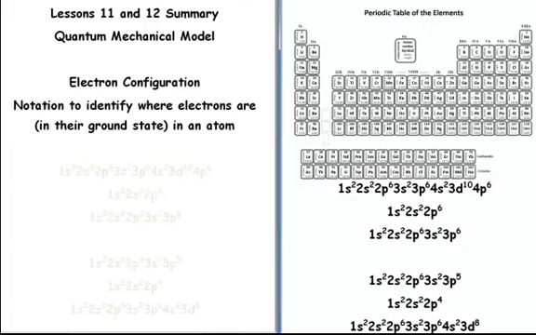Okay? Now, it's very helpful to use the periodic table when we're talking about electron configuration. Because when you look at the periodic table, you see that the atomic numbers that we talked about in the last lesson go up in order across the chart. You will also notice that the chart is kind of divided into different groups.